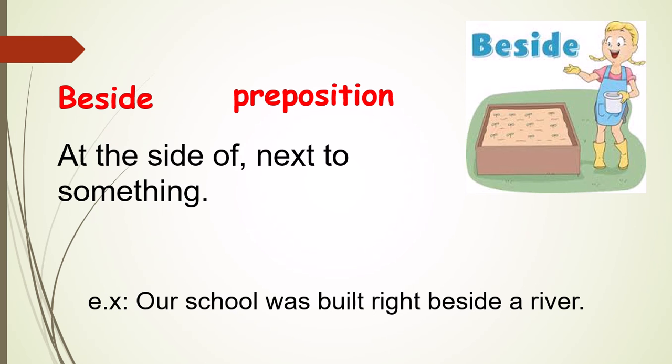Does this word have a synonym or antonym? Yes, this word has an antonym. What is the antonym? It's far. Let's remind each other what the meaning of antonym is: the opposite word, the opposite meaning, in another word. So beside means near to me or next to me, and the opposite word will be far.